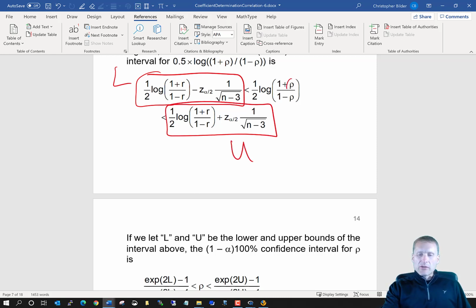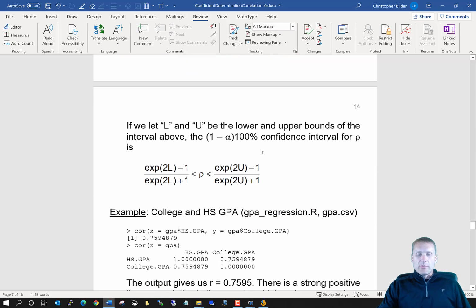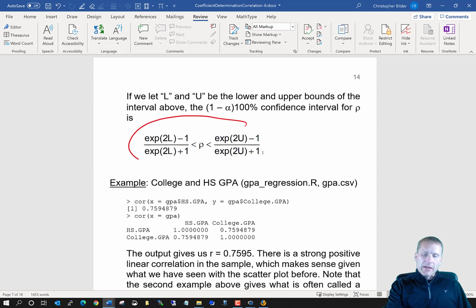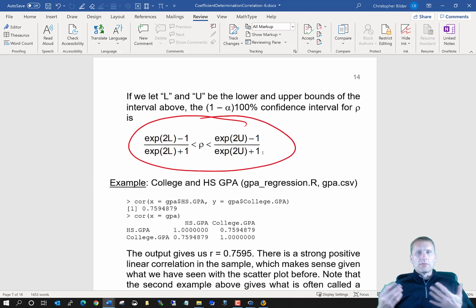And then we try to solve for rho. You could do some algebra to do that, and this is what you would get. My confidence interval for rho is as follows. I use e raised to the 2 times L, that lower bound, minus 1, over e raised to the 2 times L plus 1. That's my lower bound. My upper bound is exactly the same, but now I replace the L with a U.